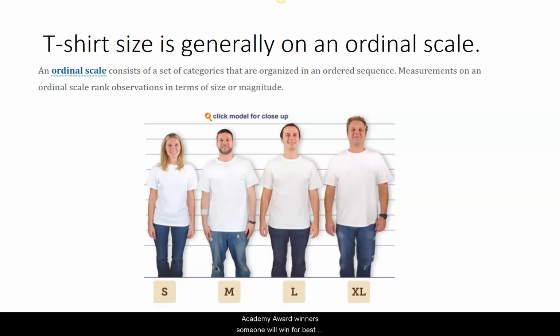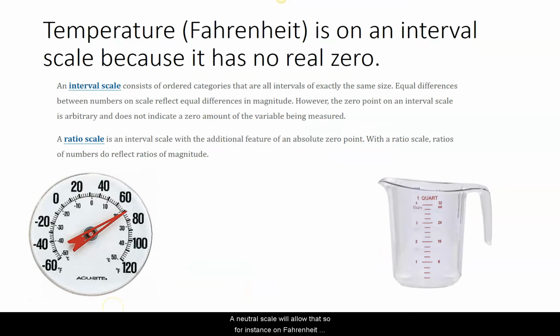Academy Award winners. Someone will win for Best Actor or Best Actress next spring, but will we be able to tell the difference between the person that was rated the best and he or she who may have come in second best? That's a tough one. So those are the vexing parts of an ordinal scale, is I can't tell magnitude. An interval scale will allow that.